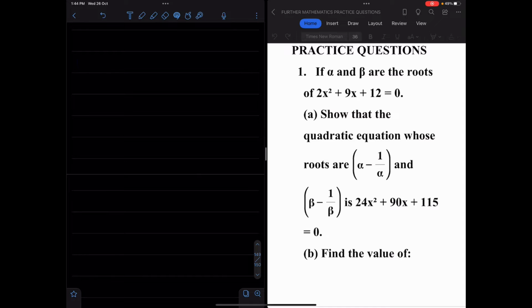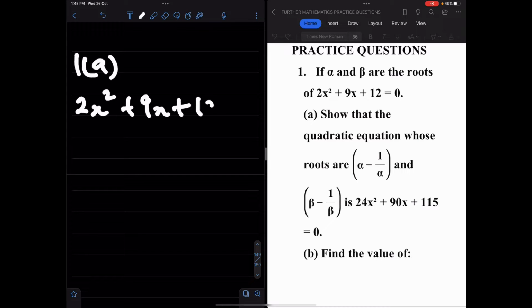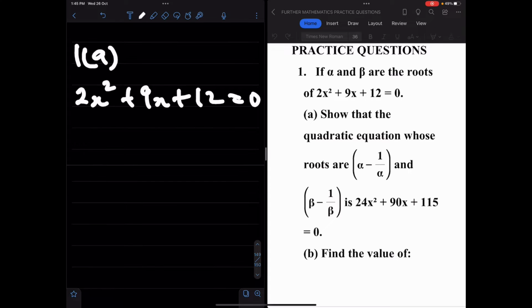Number one, 1a actually. If alpha and beta are the roots of 2x squared plus 9x plus 12 equals 0, show that the quadratic equation whose roots are alpha minus 1 over alpha and beta minus 1 over beta is 24x squared plus 90x plus 115. First of all, let's find alpha plus beta and alpha beta from the given equation.